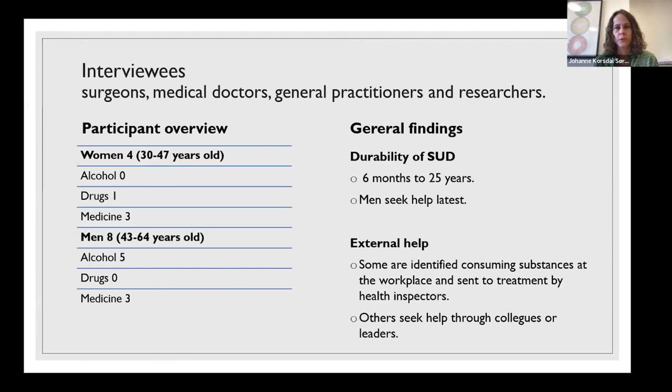All right. So the general findings from this study were that the duration of the substance use disorders was from 6 months up to 25 years. And the men were the ones who sought help at the latest time in their substance use disorders. The external help was initiated either because the substance users were identified at their workplaces doing drugs or doing alcohol at work, and then sent to treatment by the health inspectors. And others would seek help through colleagues and leaders, but this was not very prevalent, actually.